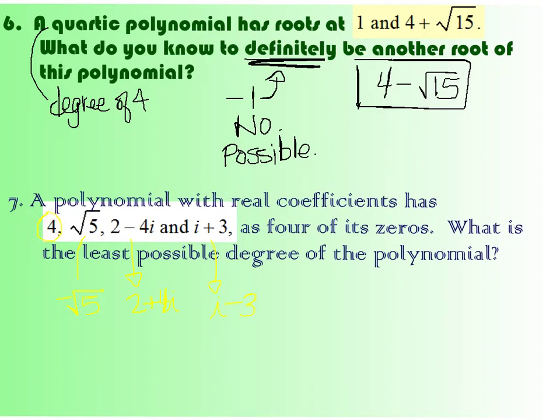So we got 1, 2, 3, 4, 5, 6, 7. We get 7 zeros. So the least possible degree, my answer here, put in a different color, is going to be 7. 7's my least possible degree.